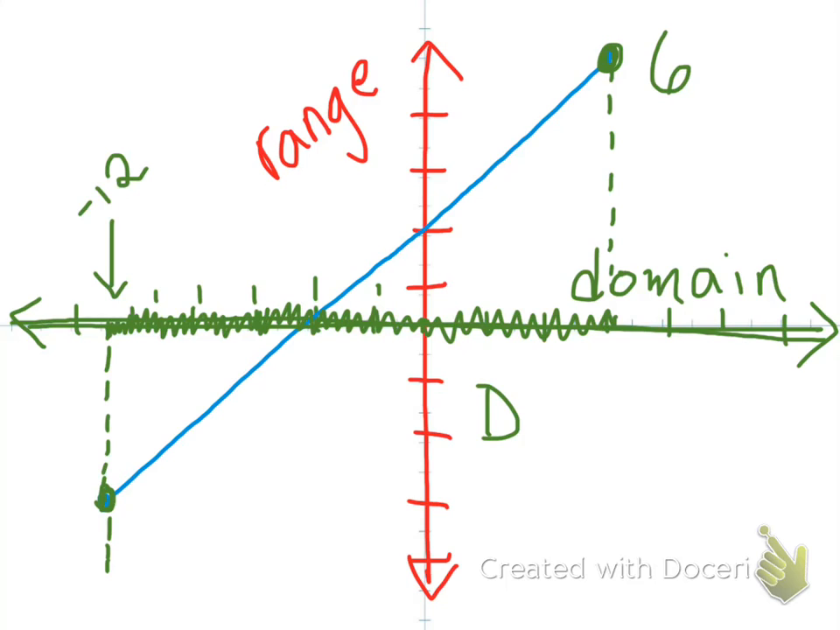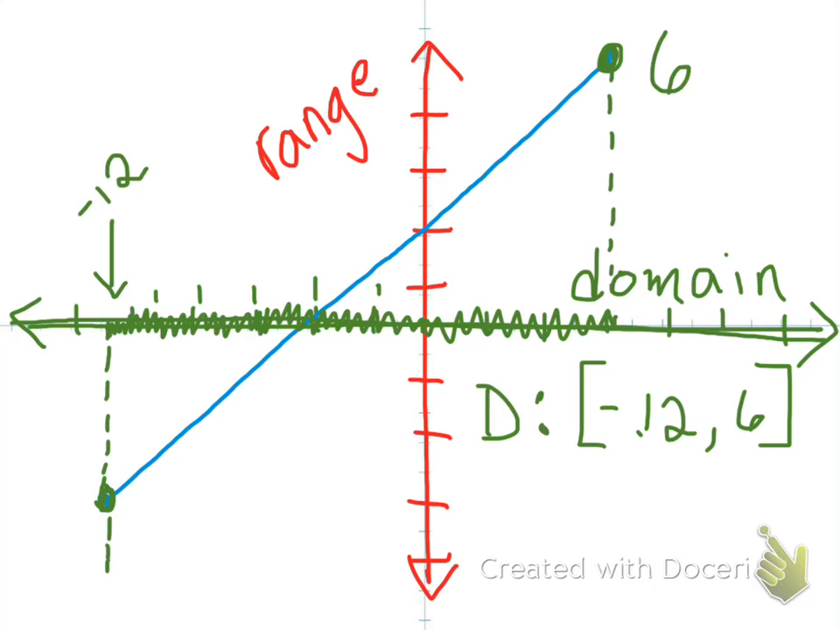I would use a D, and I like to throw down a little colon, and then I would write my bracket, my negative 12, my comma, my 6, my bracket. That's my domain from negative 12 to 6. Now, if you've done interval notation and you've done the inequalities and you've done the compounds, then writing the domain in interval notation should be easy breezy. In fact, I find it even easier than doing it in set notation.